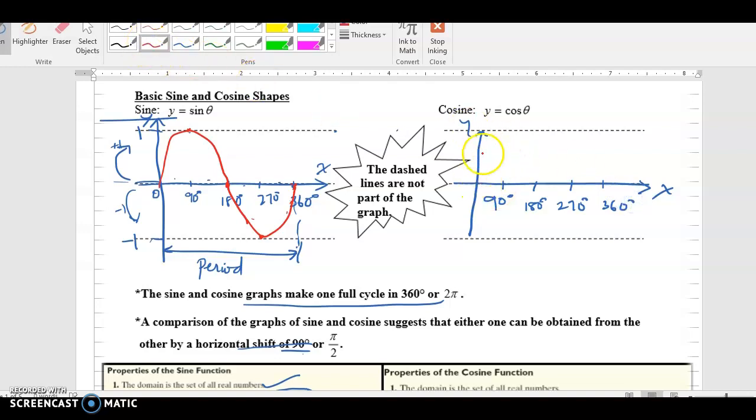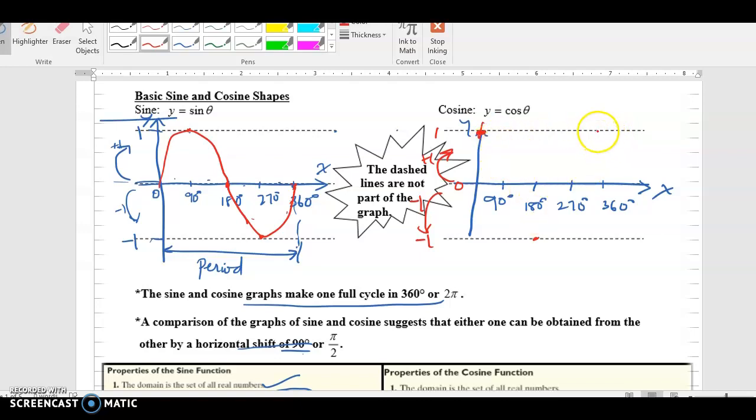We'll mark the points first. At 0 it was actually 1, so it is going to be here. At 90 it was 0, so it's here. At 180 it's negative 1. Oh, by the way, this is positive 1 and negative 1. It's the same case. You're adding 1 to get the one, and subtracting 1 from 0 to get the negative 1. And at 270, it's again 0. And at 360, cos 360 is 1, so it comes back this way.